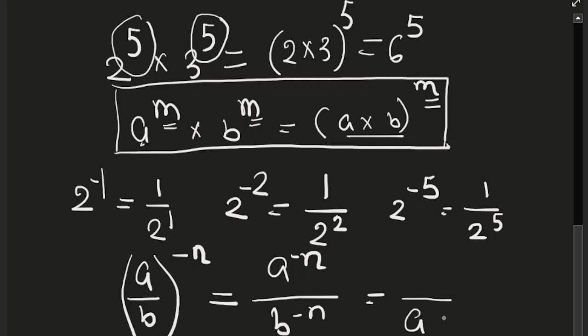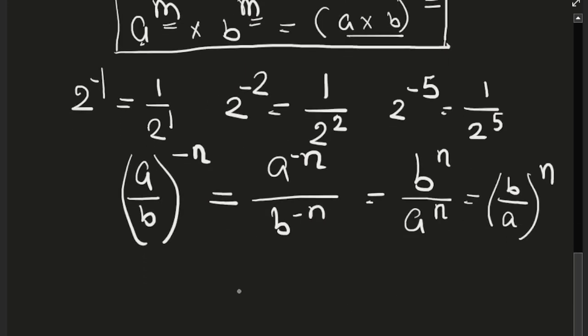That will come in the denominator. That means a to the power n will come in the denominator. Similarly, here also, it is already in the denominator. So except minus, b to the power n will go in the numerator now. So the answer will be b by a to the power of n. That means when any negative exponent or negative power is there, then we have to make the reciprocal of the base. So a by b will become b by a.